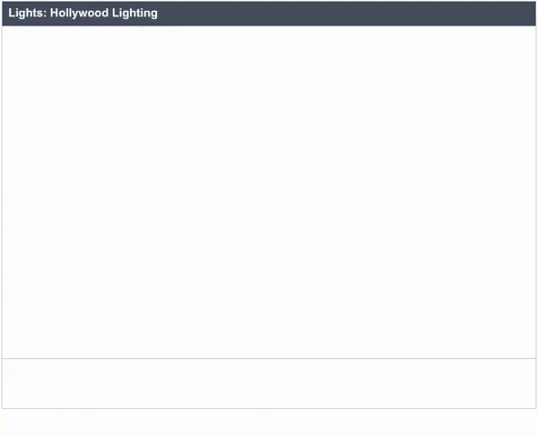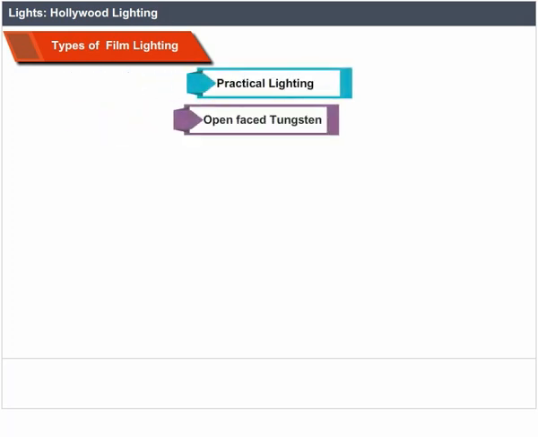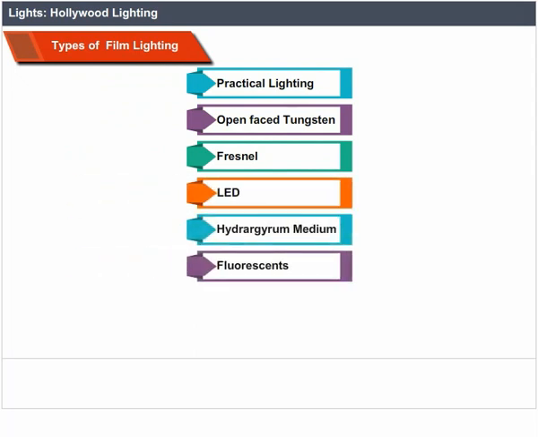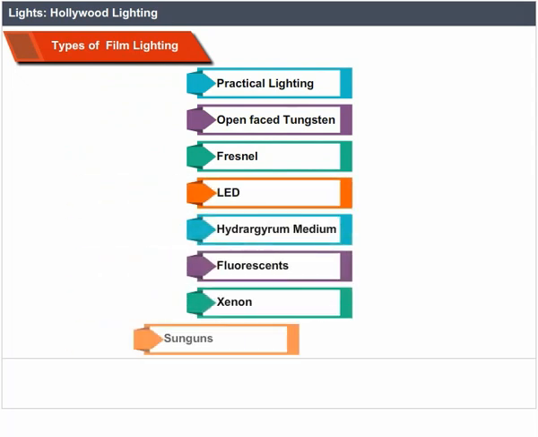Lights. Hollywood lighting. Types of film lighting. Practical lighting. Open-face tungsten. Fresnel. LED. Hydrargyrum medium-arc iodide, or HMI. Fluorescent. Xenon. Sun guns.